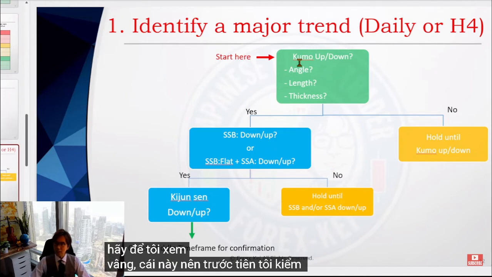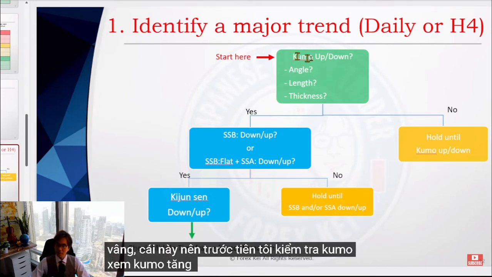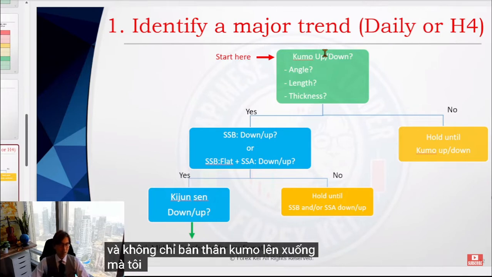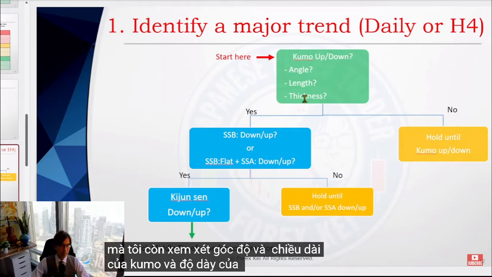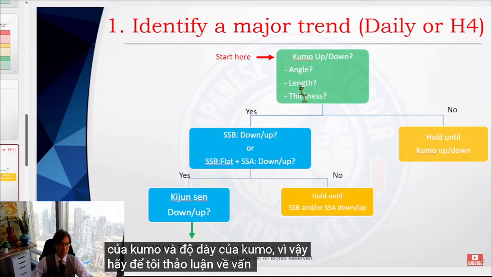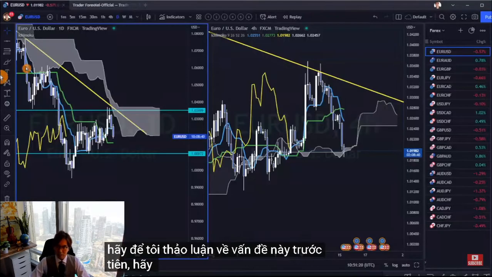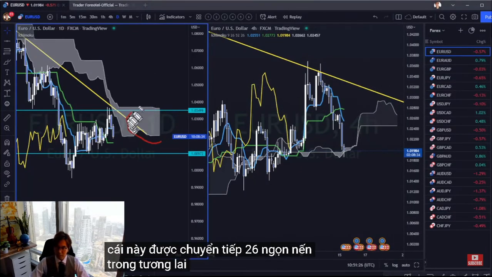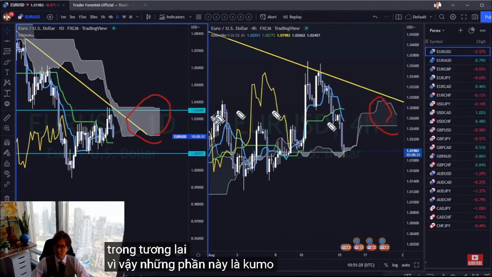First, I check Kumo. If Kumo is up or down, and not only the Kumo itself up and down, but I also look at the angle and length of the Kumo and the thickness of the Kumo. So let me discuss this one first. Let's say Kumo is this one, which is forwarded 26 candles to the future. So these parts are the Kumo.